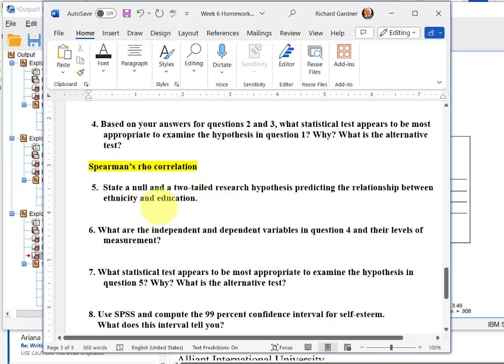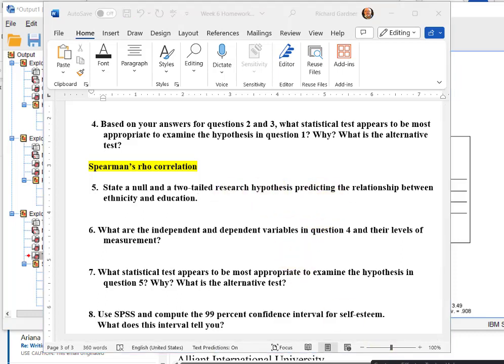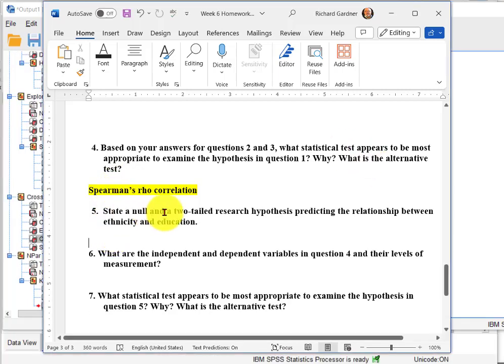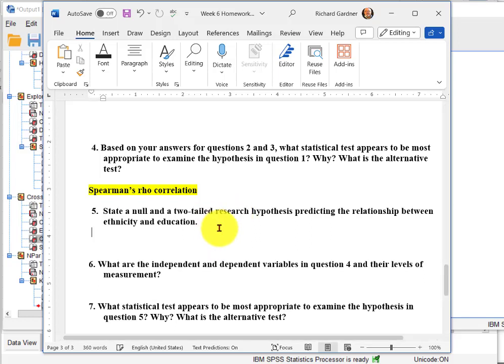And state a null and two-tailed research hypothesis predicting the relationship between ethnicity and education. Question 5 is easy. State the null and a two-tailed research hypothesis predicting the relationship between ethnicity and education. All right, let me put you on hold for 1 second. Please hold.